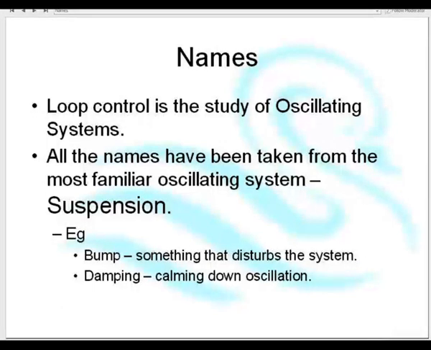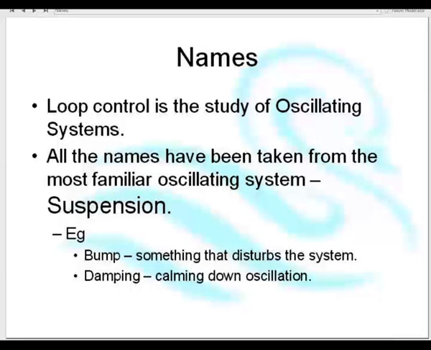We use terms like damping. Well, damping on cars is what the shock absorbers do. We use terms like bumps. Well, a bump for car suspension is, well, it's a bump. So if you're ever unsure what a word means or what we mean by something, just think, what would this mean in terms of car suspension? And you can pretty well get the hang of it.